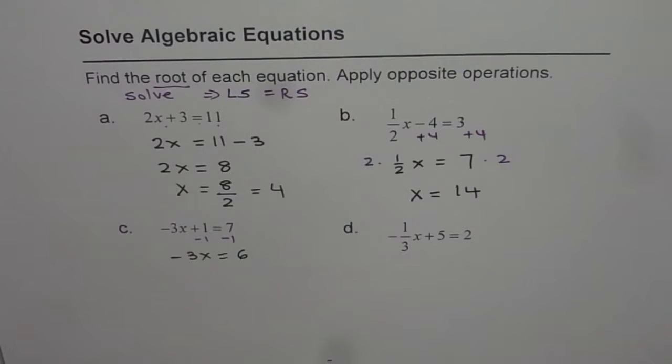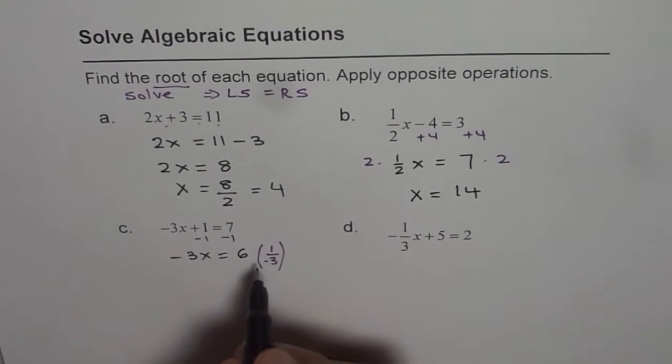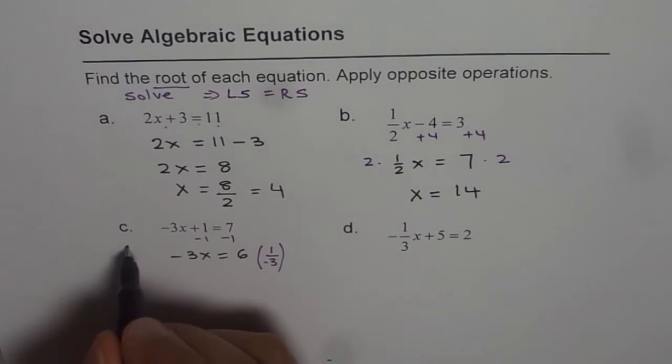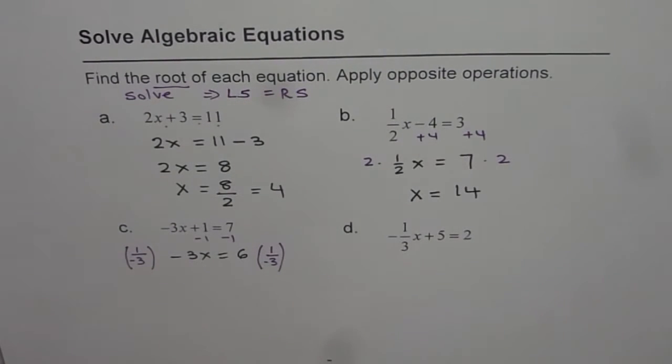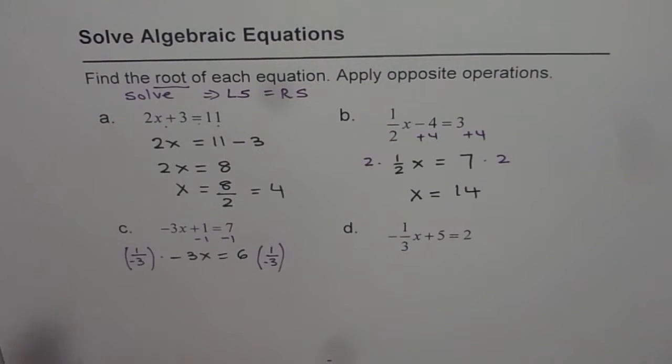Next operation should be divide by minus 3, right? That means divide by minus 3 means 1 over minus 3. I'm placing that in brackets so that we don't have any confusion, right? So brackets help us to understand the operation clearly. So we're basically multiplying it with 1 over minus 3.